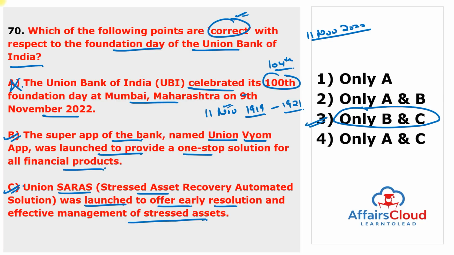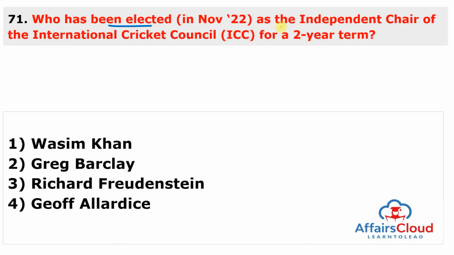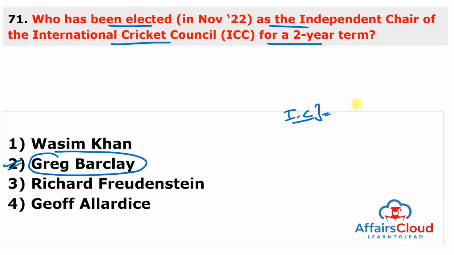Moving to next question. Who has been elected as the independent chair of the International Cricket Council for a 2-year term? And this person is Greg Barclay. So remember this question from the slide, static question. Greg Barclay was re-elected as the independent chair for the International Cricket Council for a second 2-year term. Greg Barclay was first appointed as the independent chair in November 2020.